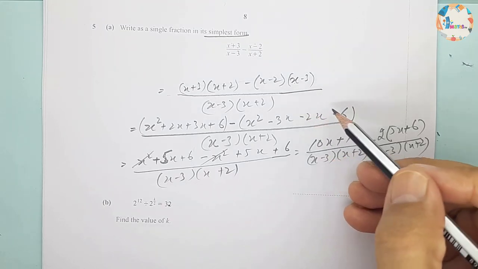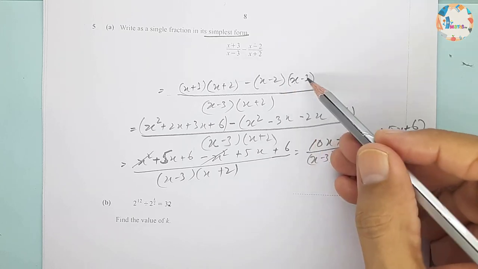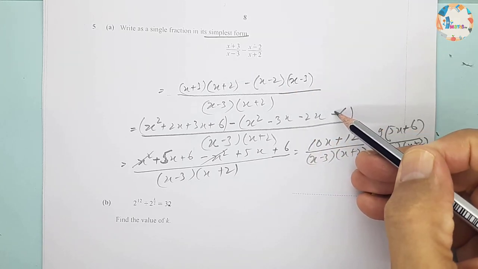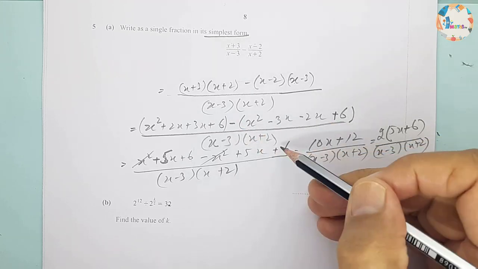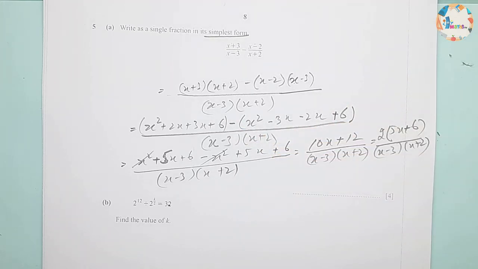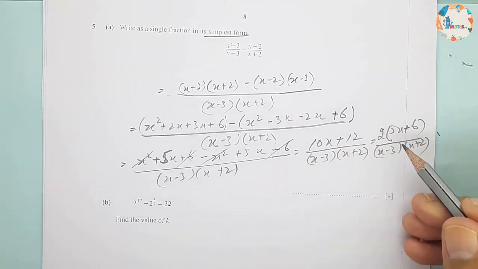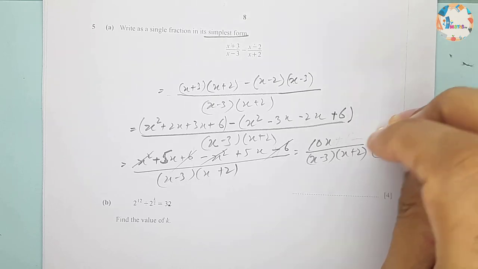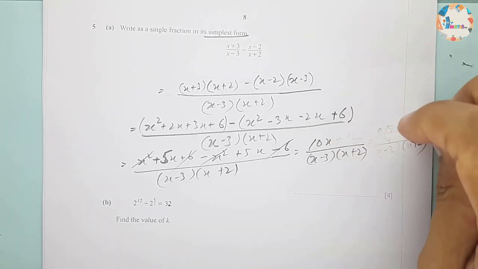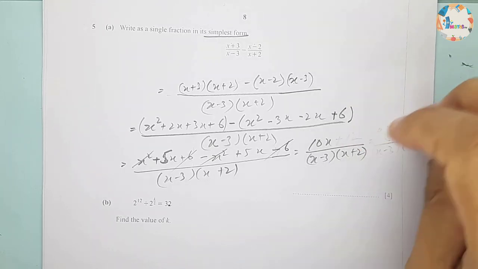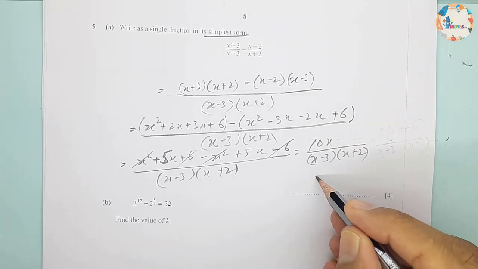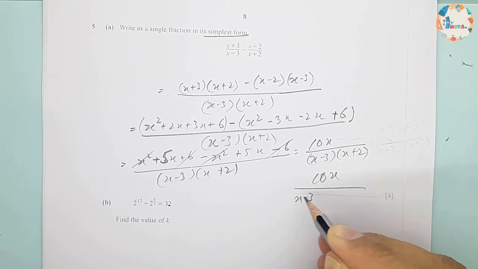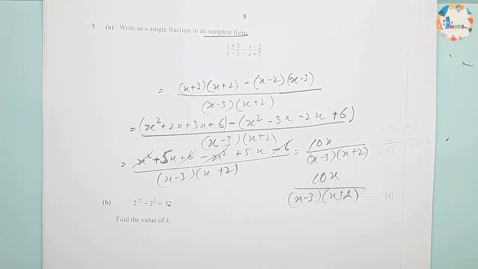Basically we have made a small mistake. This will be minus 2 multiplied by minus 3 will be plus 6. So when this will be plus 6, when it opens, this will become minus 6. So I will change this one to minus 6, and this will be cancelled with this, and we will not be getting 12 over here, we will be getting only plus 10. So this will be our final answer. I will erase this one, and our final answer will be over here, 10x over x minus 3 into x plus 2. This will be our final answer. Hopefully you got this.